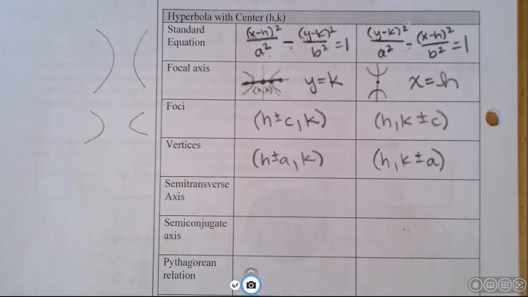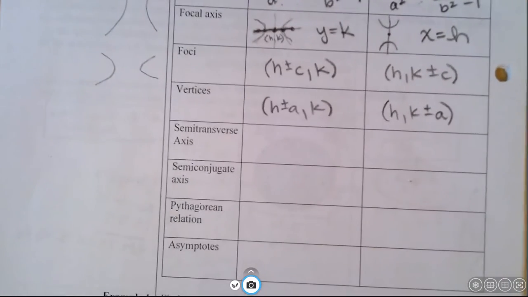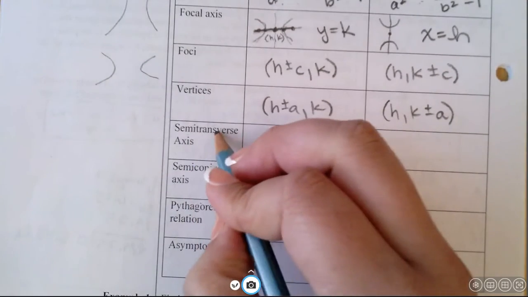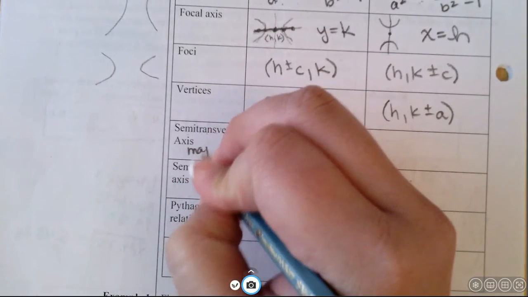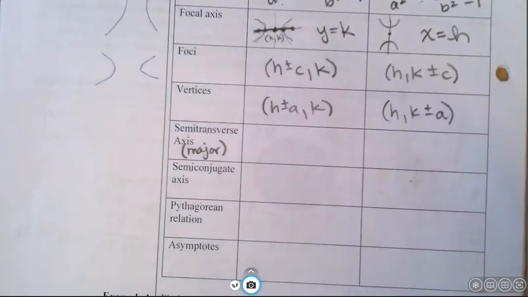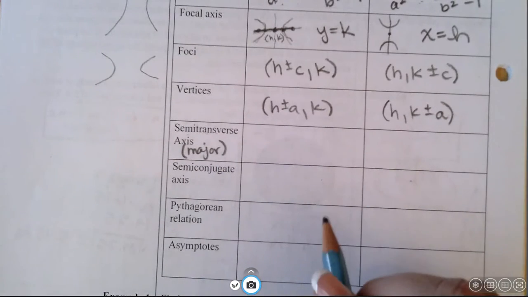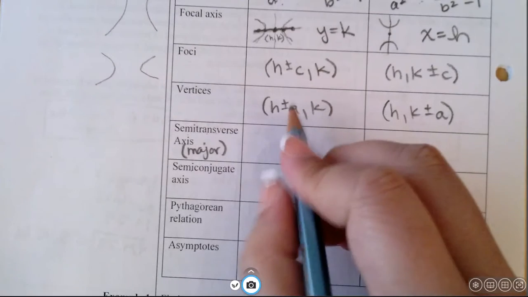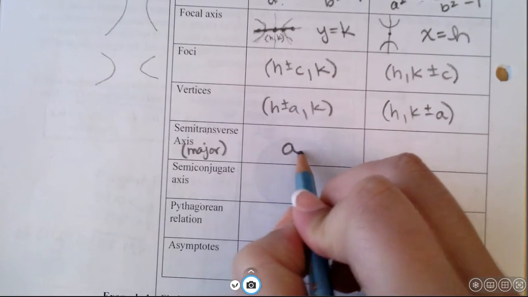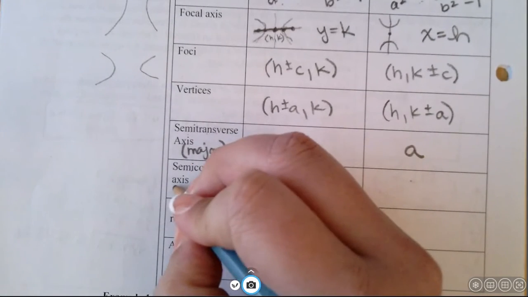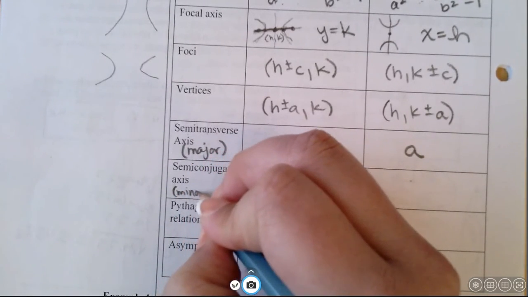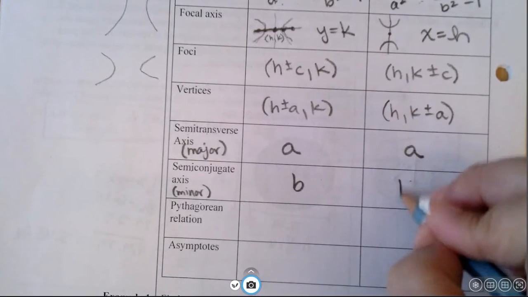Now, instead of calling this a major axis, we call it a semi-transverse. So instead of semi-major, semi-transverse. This is the big one. This is the one that goes through in the direction of the focal axis. So again, our semi-transverse axis has a length of a, which means the semi-conjugate, which is what we would have called the minor axis before, has a length of b.